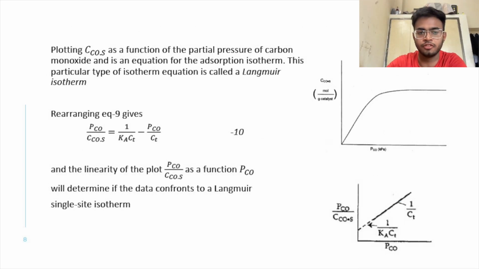Rearranging equation 9 that we obtained further gives us the partial pressure of carbon monoxide divided by the concentration of carbon monoxide on the surface is equal to 1 upon the equilibrium constant into the molar concentration of the total site, minus the partial pressure of carbon monoxide divided by the total concentration of site. And plotting this equation on a graph, we obtain a graph that gives us the equilibrium value or the curve or the behavior of how this adsorption will take place.